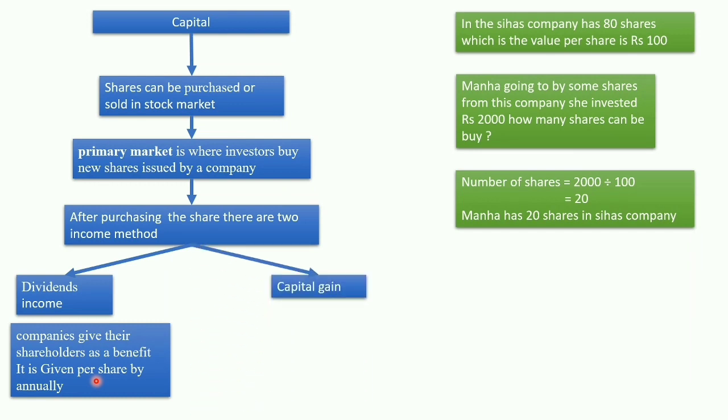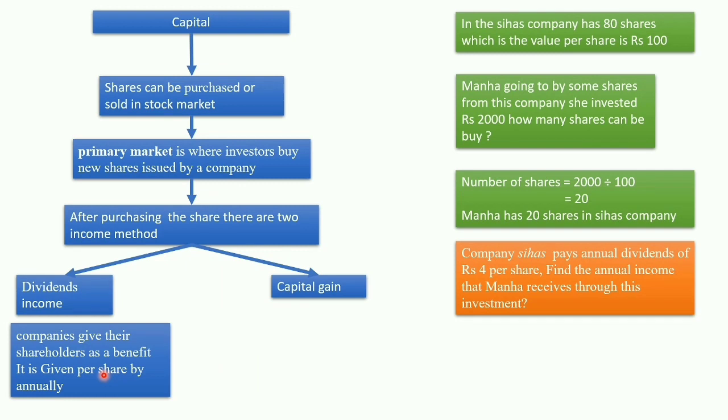And the next one we are calling capital gain. Capital gain is another income method. Now we are going to shift to the dividends income. I think it is better to learn dividends income through this example. Please identify this example clearly. Company Siha's pays annual dividends of rupees 4 per share. Find the annual income that Manha receives through this investment.